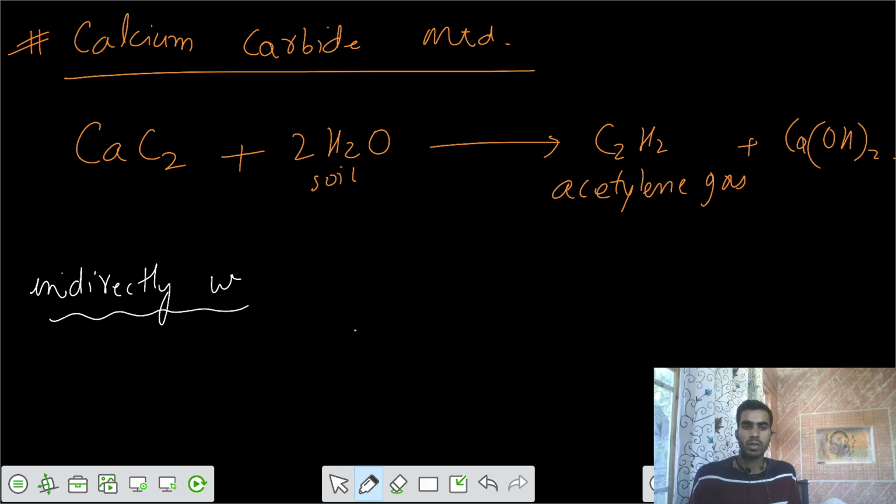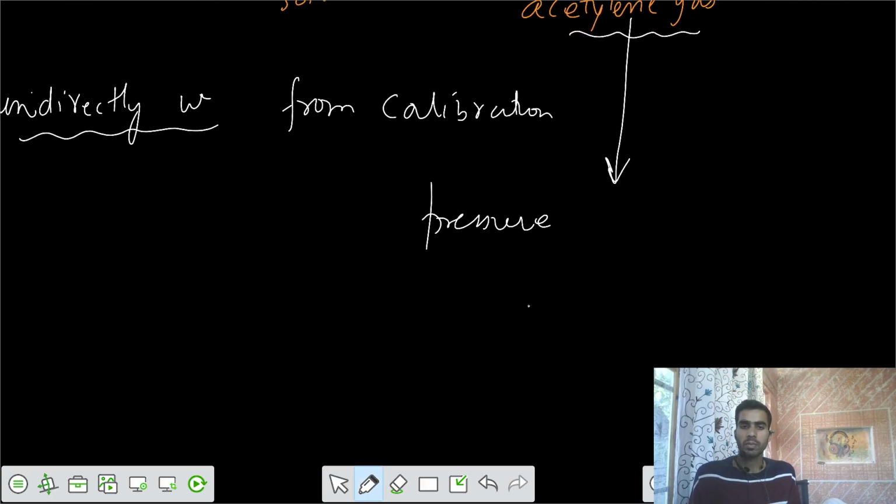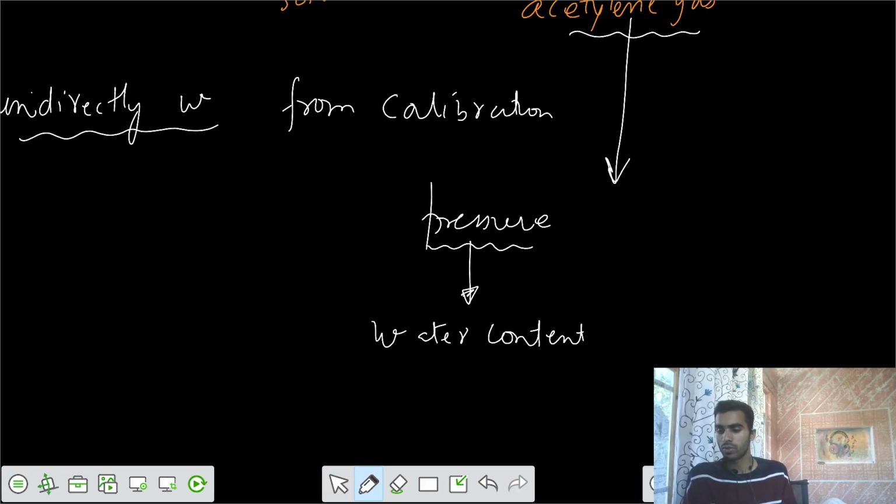We get this water content from the calibration with the acetylene gas, from which we get the pressure on the pressure gauge. From the pressure we are going to get the water content. So pressure is related to the water content.